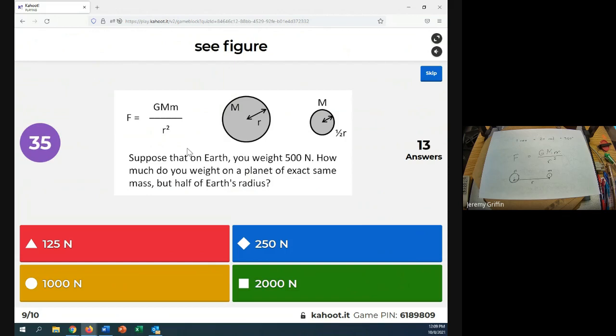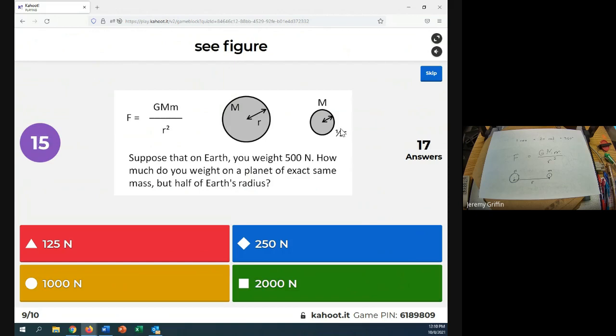I'm going to guide you guys through this one. So half of Earth's radius. Wouldn't that just be throwing a factor of a half on this R? Guys, what is 1/2 squared? 1/4. What's 1 divided by 1/4? 4. Ooh, 4 times. Wait, are you actually getting heavier on the physically smaller planet?